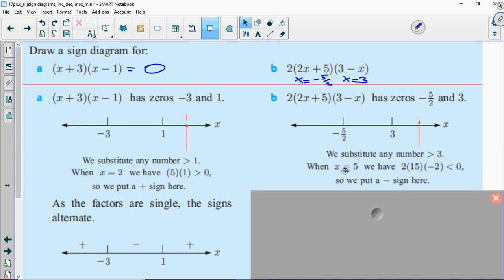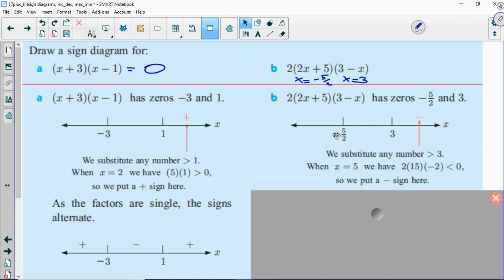Oh, they use x equals 5, whatever. Look, it's positive, because 2 is positive, times, this will be a positive number, 2 times 5 plus 5, definitely positive. 3 minus 5, clearly negative. Positive times negative, that's negative. Choose a number in between, 0, positive, positive, positive. It's positive.